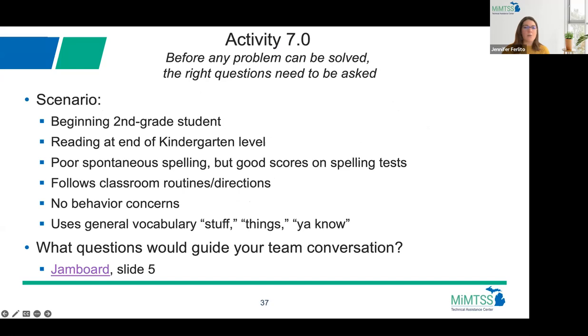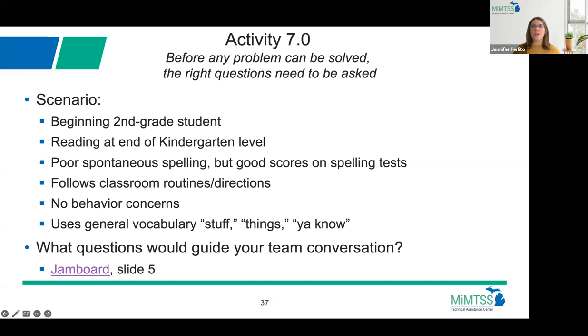So what I want you to do is think we're in a problem-solving meeting, and we have this scenario. We have a beginning second grade student, but they're reading at the end of kindergarten level. They have poor spelling, but pretty good scores on a spelling test. They follow classroom routines and directions, no behavior concerns, and use pretty general vocabulary. So in the Jamboard, I want you to really think about the simple view of reading and let that guide your questioning.